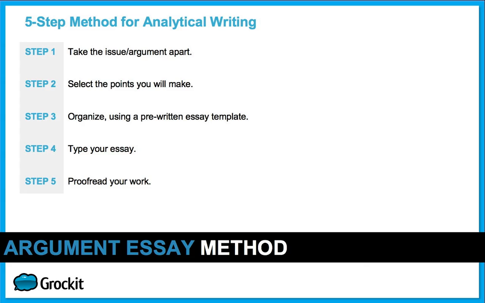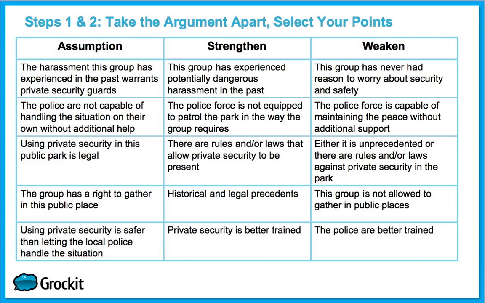So when you're thinking about what points you want to make, think about the ones that are the easiest to explain. So here, looking at the left-hand side, we have 5 different assumptions, and we want to think about things that would strengthen that assumption and things that would weaken that assumption, each one.